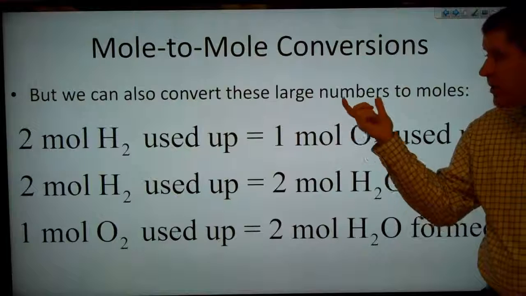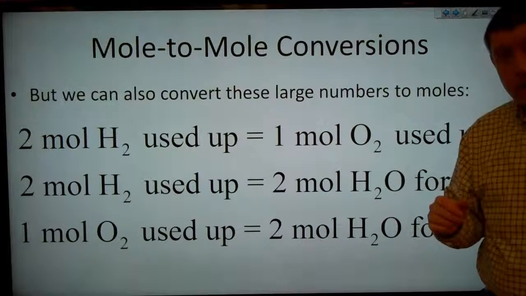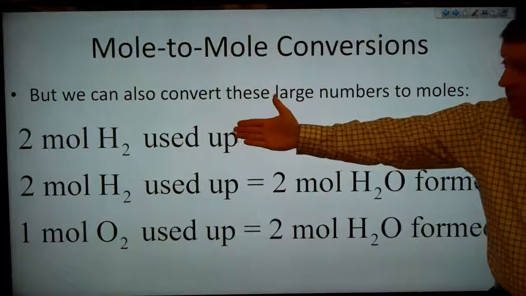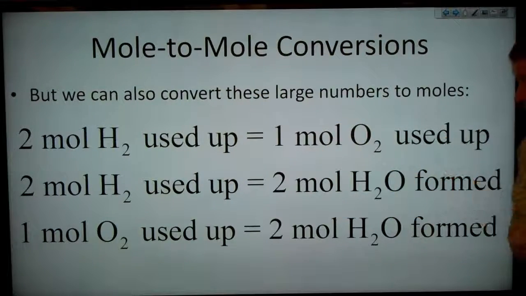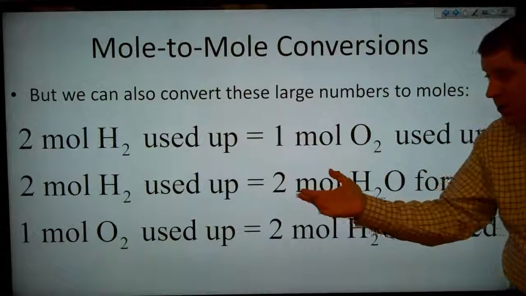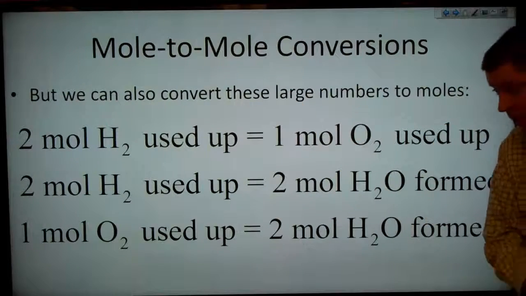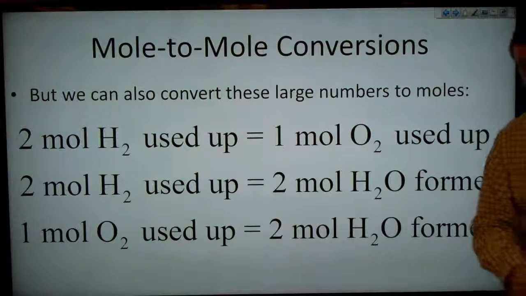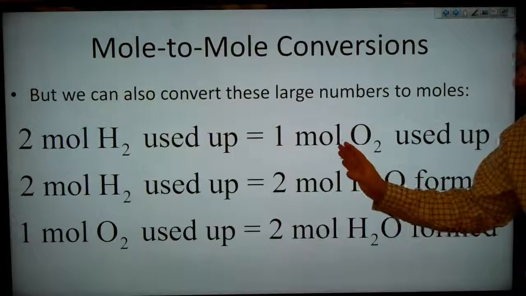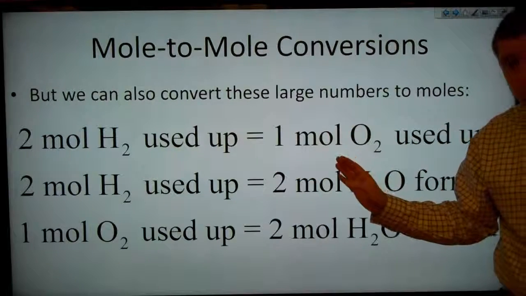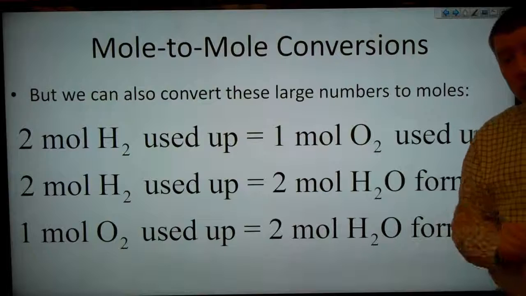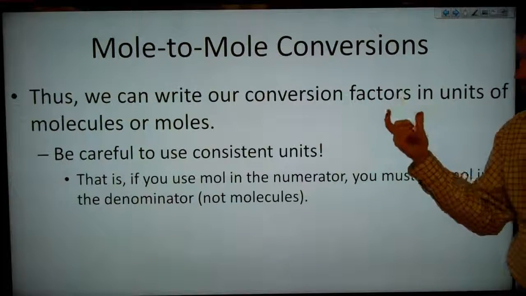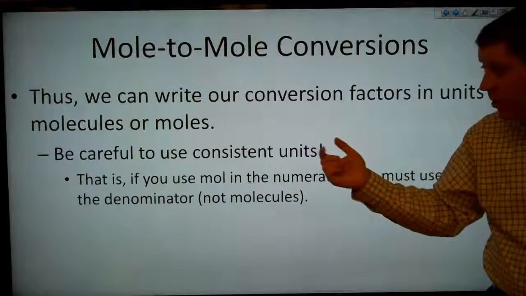But we can also convert these large numbers, which are fairly difficult to use, into moles. And we could say 2 moles of hydrogen used up equals 1 mole of oxygen used up, and 2 moles of hydrogen used up equals 2 moles of water formed, and 1 mole of oxygen used up equals 2 moles of water formed. And note that these mole-to-mole ratios are the same as the molecule-to-molecule ratios that we had earlier. Thus, we can write our conversion factors in units of molecules or in units of moles.